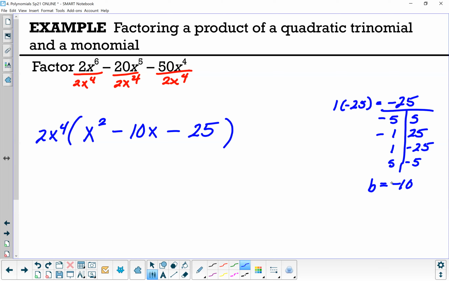So in this case, the second factor, even though it's a quadratic, we cannot factor this further. Okay, so this is actually done. This is completely factored at this point.